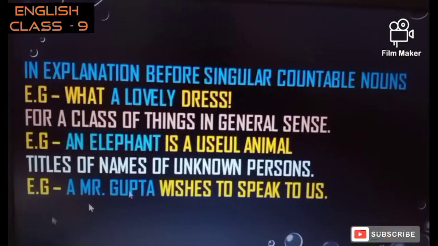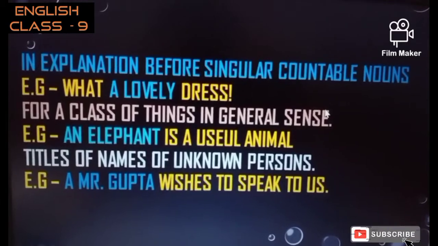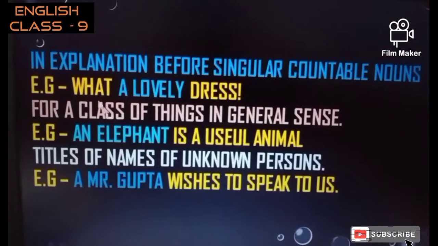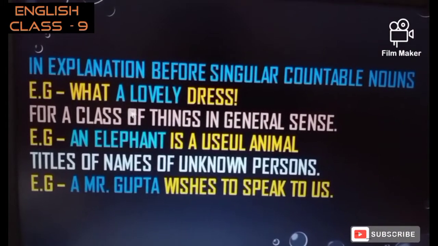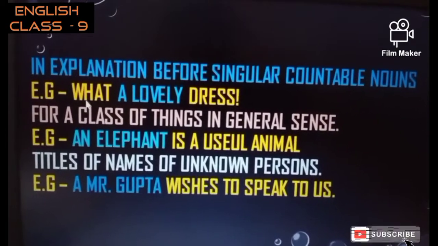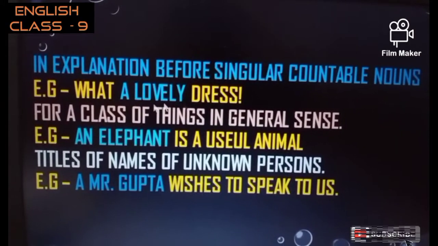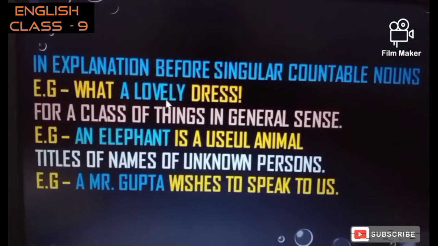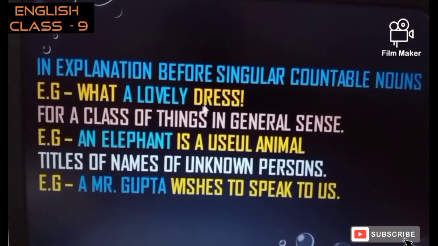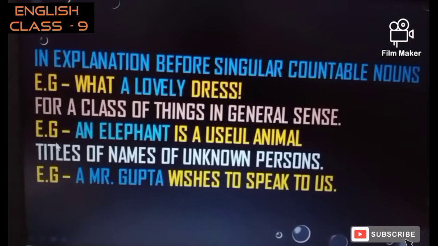Look at some more. In exclamatory sentences too we can use indefinite articles, and these are used with singular countable nouns. For example, what a lovely dress. Here if you take a look, dress is a singular countable noun. Before that we used the adjective lovely, and here the indefinite article a to put an explanation for the exclamatory sentence. What a lovely dress.